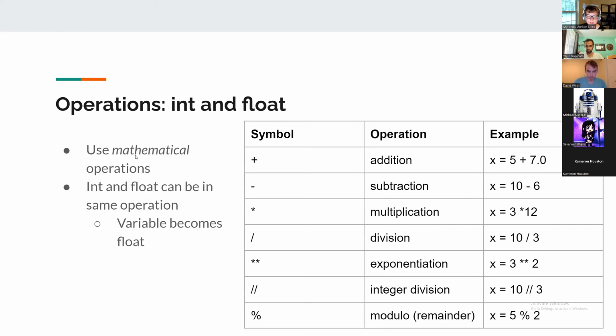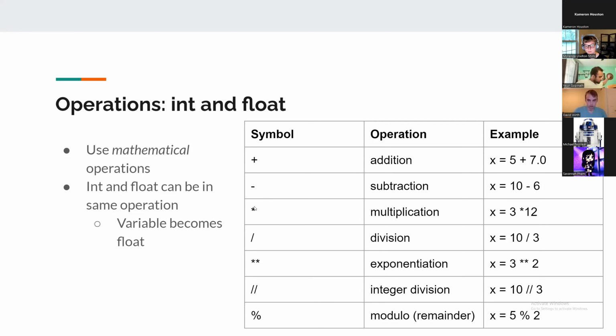So for operations, for ints and floats, so that's variables that are integers and variables that are decimals, we're going to be using mathematical operations, which makes sense. So it's add, subtract, multiply, divide, stuff like that. And this is how you represent it in Python. We have the plus sign just for addition. We have the minus sign, which is just the dash. It's nothing fancy. And then multiplication, which is the star or the asterisk. We have division, which is the forward slash.